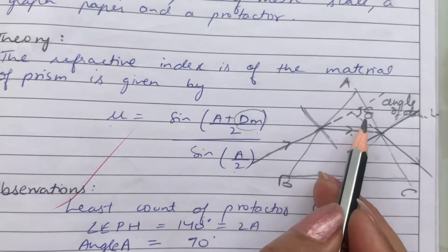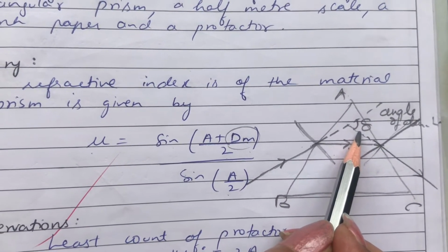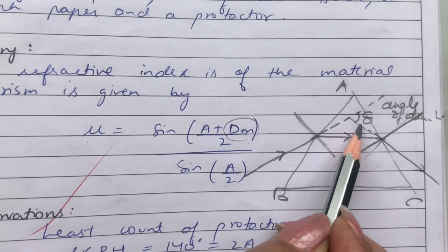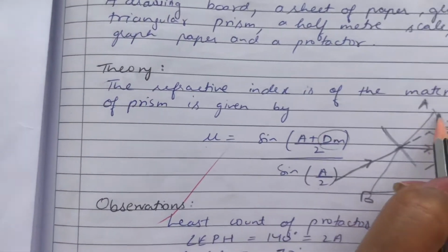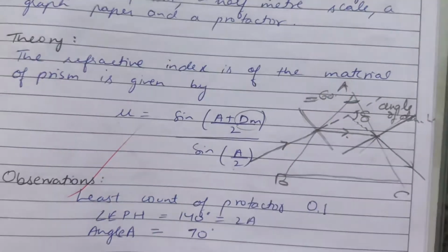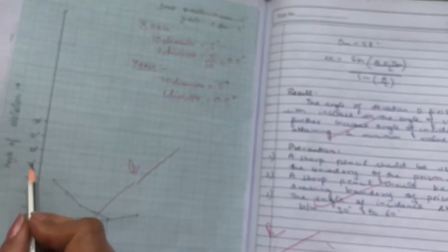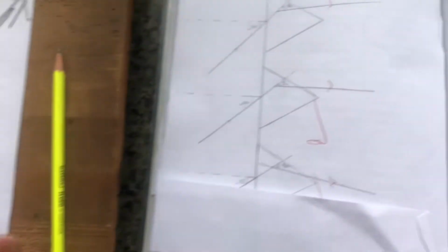We'll find out this angle of deviation for angle of incidence from 30 degrees to 60 degrees, so we'll note down the readings. I'll show you here. And this is the angle of prism, it is 60 degrees, but we don't require it. According to the syllabus, we have to plot the graph between angle of incidence and angle of deviation. Now we have to start the experiment.